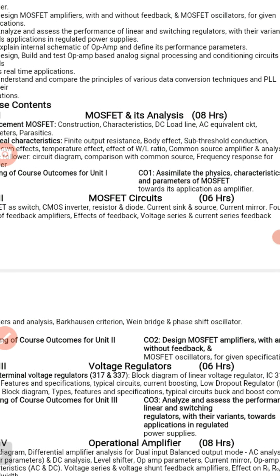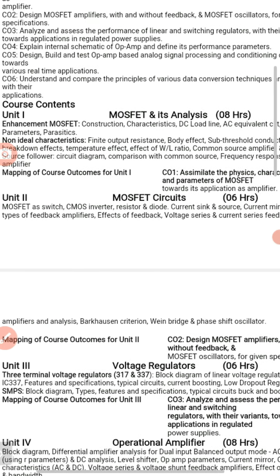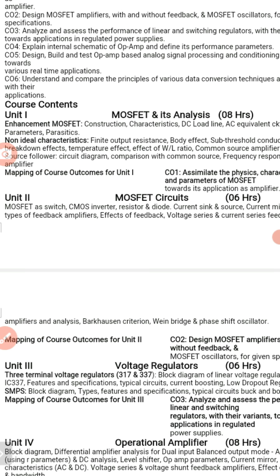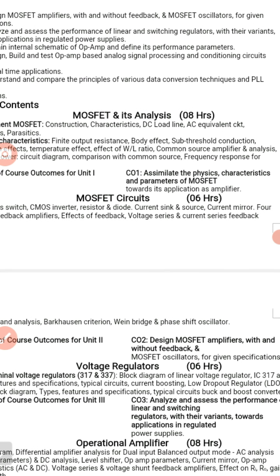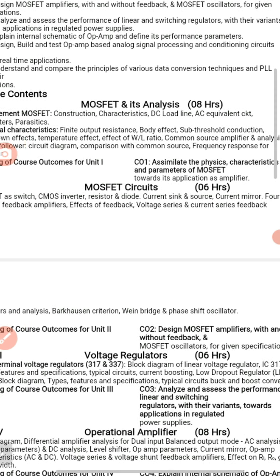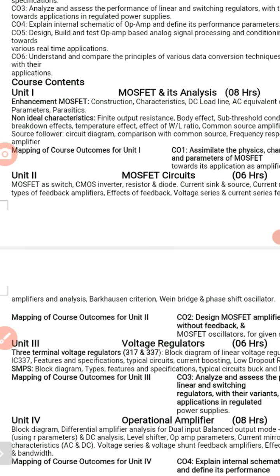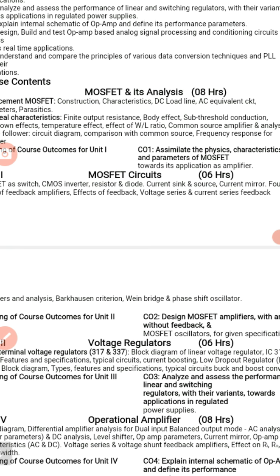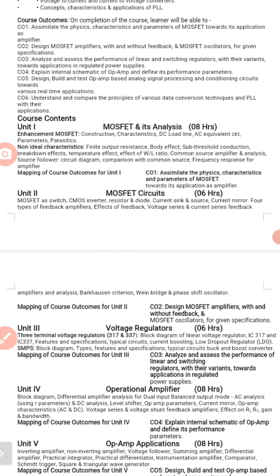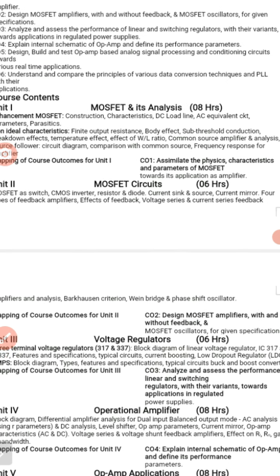Current sink, current source is there. Current mirror is also there. Then 4 types of feedback amplifiers are there. Effect of feedback, voltage series, current series feedback, amplifiers and analysis, Barkhausen criteria, Wein bridge and phase shift oscillator. So these are the circuits we are going to learn using MOSFETs.